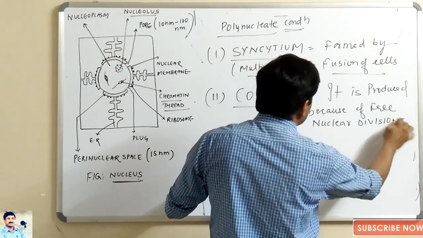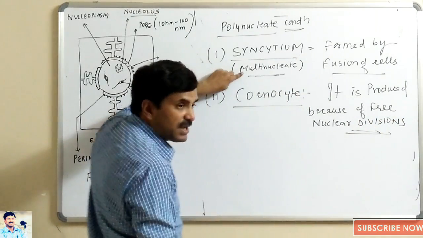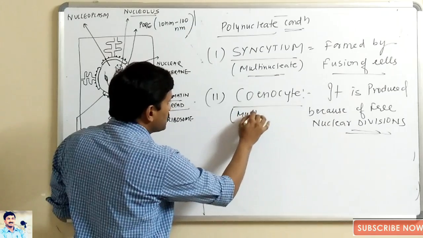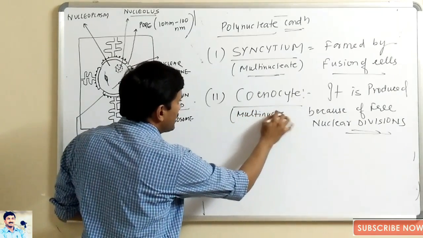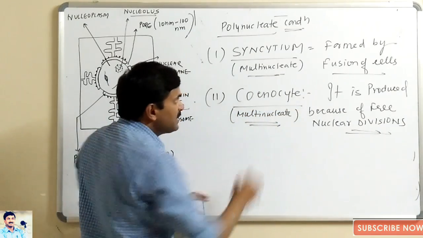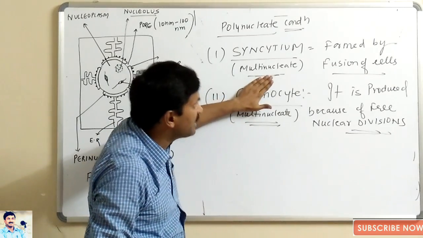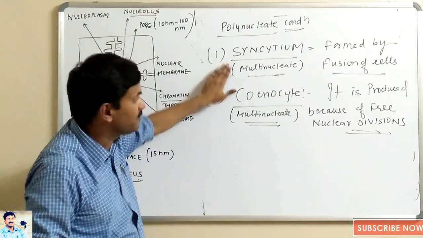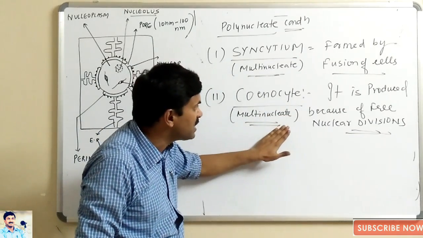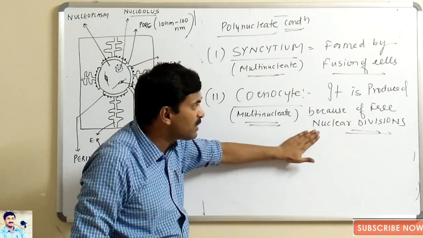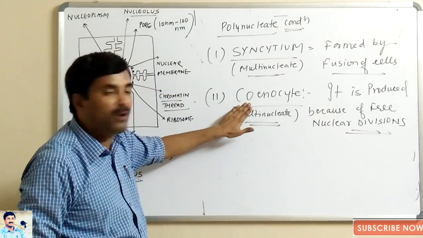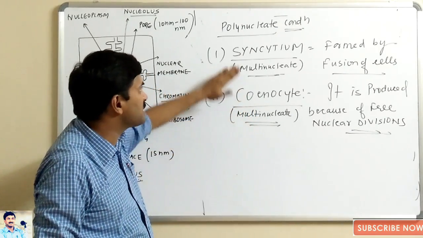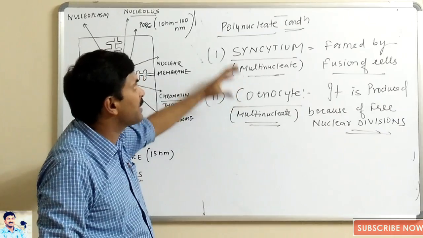Here also multinucleate condition is produced. Here also multinucleate condition is produced. But what is the chief difference? If the multinucleate condition is formed by the fusion of the cell, it will be called as the syncytium. And if the multinucleate condition is formed by the free nuclear divisions, then the condition will be called as what? Cenocyte.